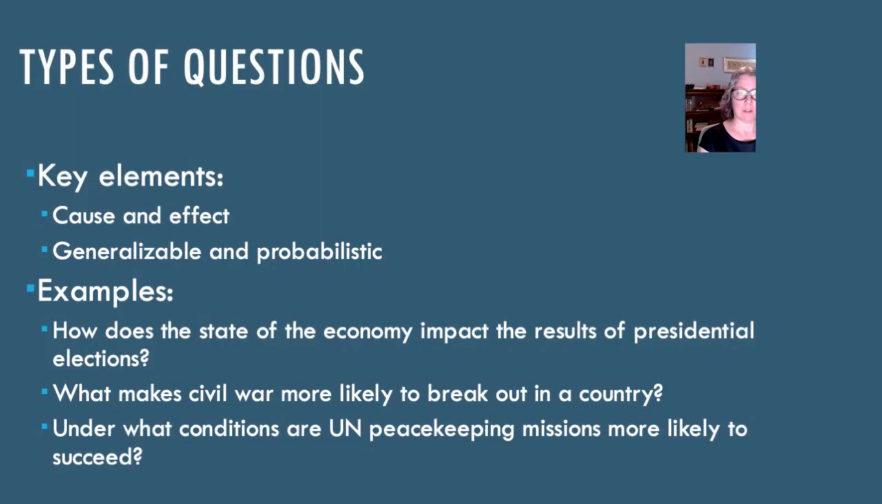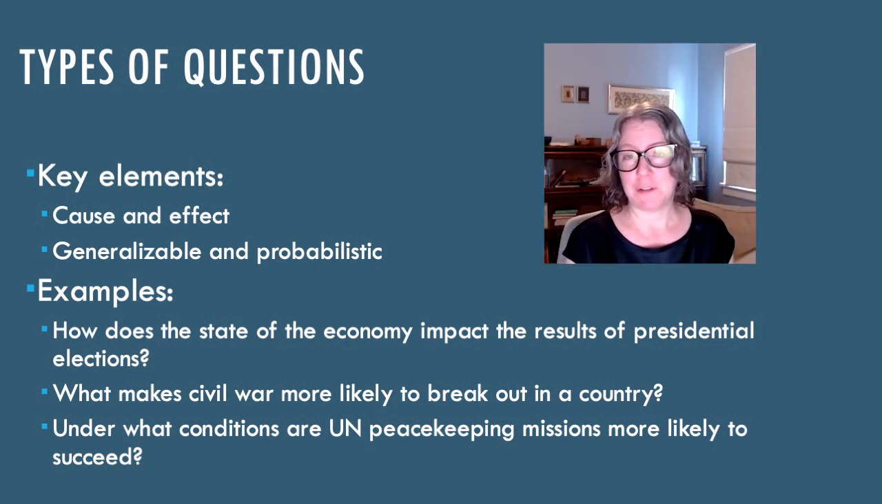When we talk about questions, our focus is on questions about cause and effect. This is what empirical research is all about. For example, how does the state of the economy impact the results of presidential elections? What makes civil war more likely to break out in a country? Under what conditions are UN peacekeeping missions more likely to succeed? These questions are generalizable and probabilistic. We look at events that happened in the past and ask what they tell us about how likely certain outcomes are in general.